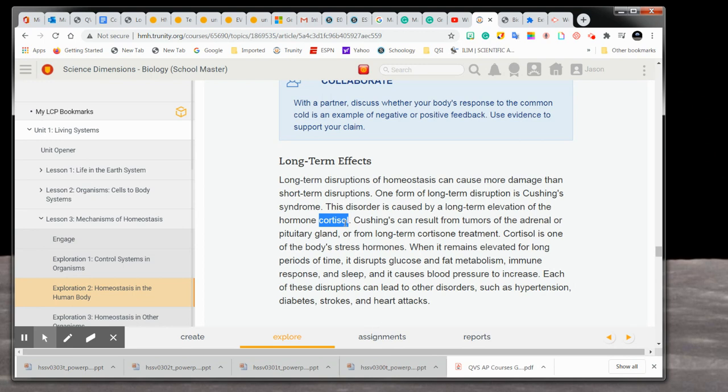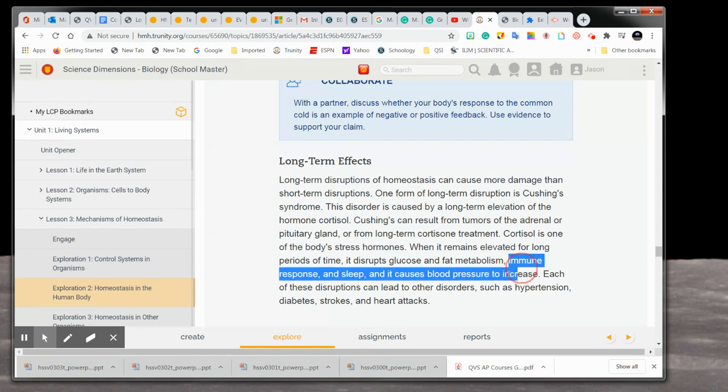So if you have prolonged, shall we say, environmental stressors, this can cause cortisol to be in your bloodstream for too long of a period, and it can cause other organs to be damaged. For instance, when it remains elevated for long periods of time, it disrupts the glucose and fat metabolism. In other words, it can make you gain weight.